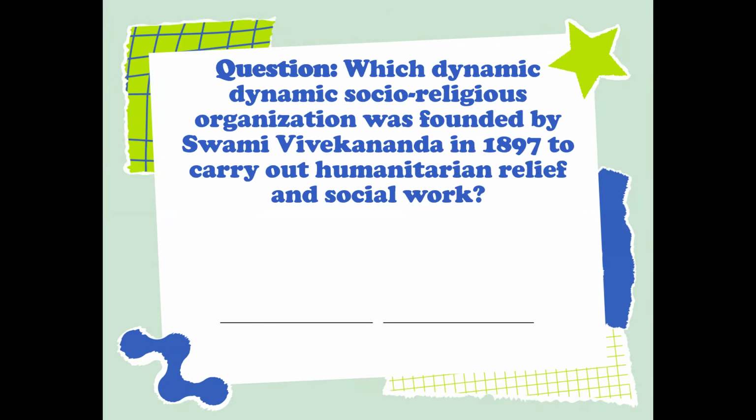Next, which dynamic socio-religious organization was founded by Swami Vivekananda in 1897 to carry out humanitarian relief and social work? And the answer is Ramakrishna Mission. अब इसको याद करें, स्वामी विवेकानंद इन 1897, रामकृष्ण मिशन. तो ये तीन टर्म, इन तीन में दो टर्म जहां भी आ जाएं समझ जाओ, तीसरा टर्म आंसर.